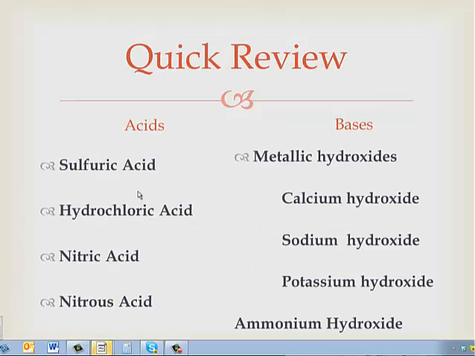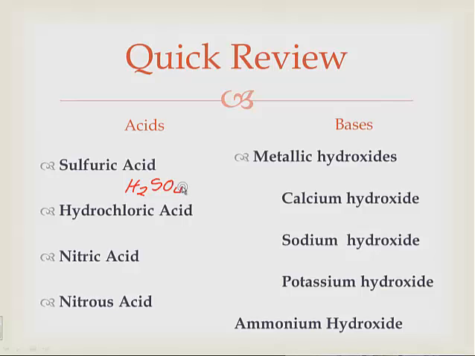We did a little quick review of acids and bases. So we know that sulfuric acid is H2SO4. Hydrochloric acid, a binary acid, HCl. Nitric acid, ic. Nitric came from ate, so the nitrate ion, HNO3. Nitrous came from ite, HNO2. Notice that all of these have hydrogen ions.